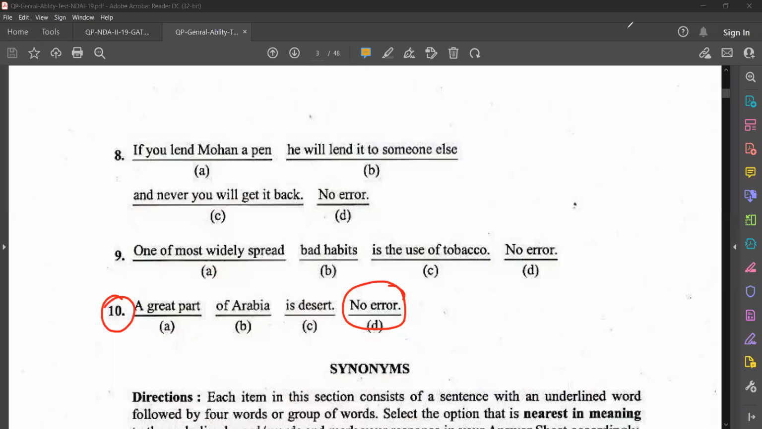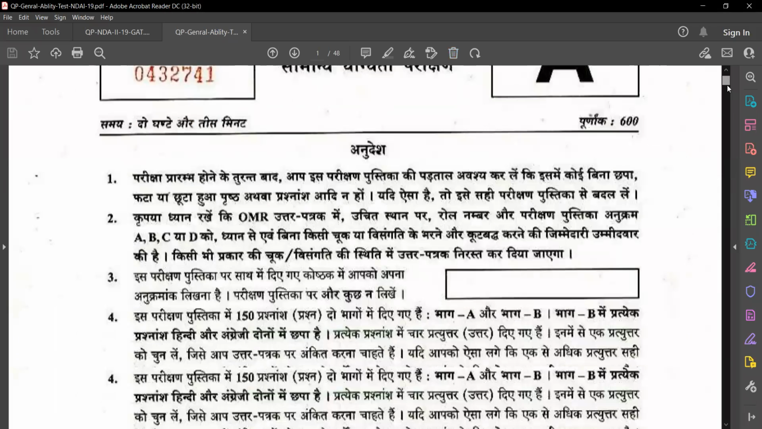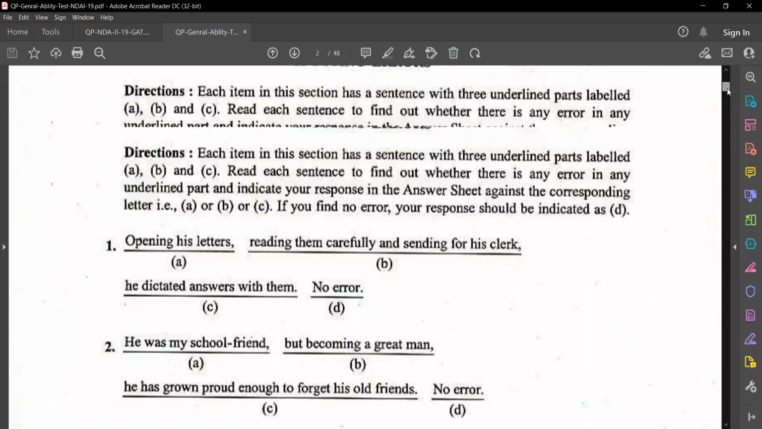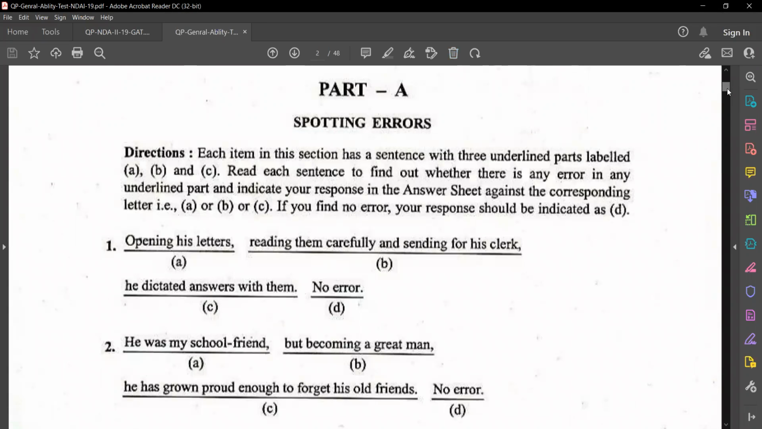See, that's about spotting errors. So practice more, then only you'll be able to get the answers easily. You'll be thorough with grammar only if you practice it. Okay, so practice spotting errors, a lot of questions.